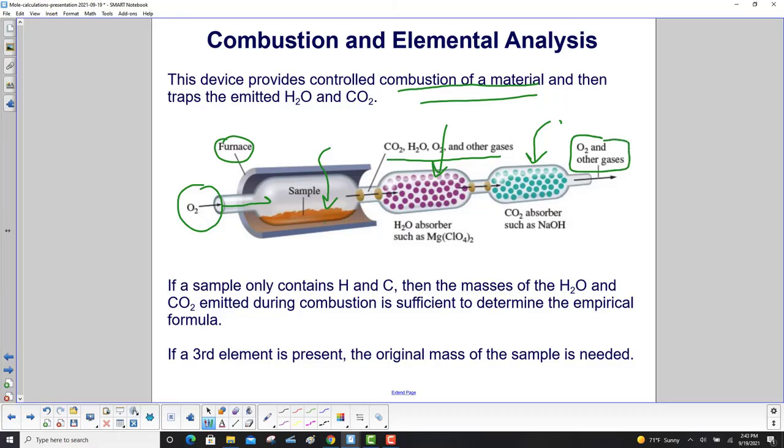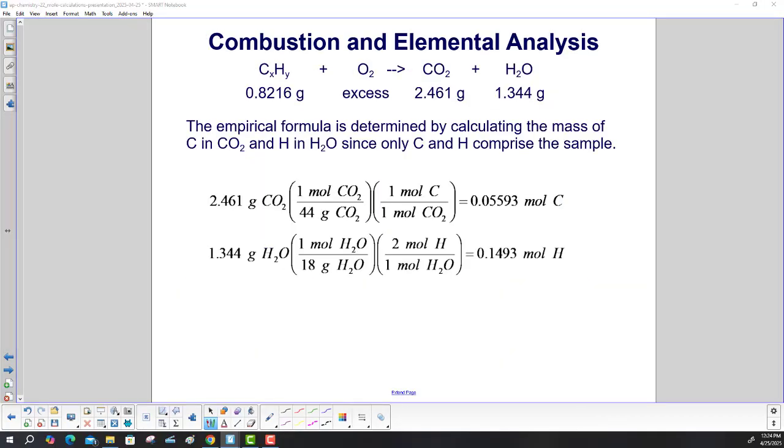Now, if our sample only contains hydrogen and carbon, then the masses of the water and CO2 emitted during combustion is sufficient to determine the empirical formula. If a third element is present, then the original mass of the sample is also needed. The empirical formula is determined by calculating the mass of carbon in carbon dioxide and hydrogen in water, since only carbon and hydrogen comprise the sample.